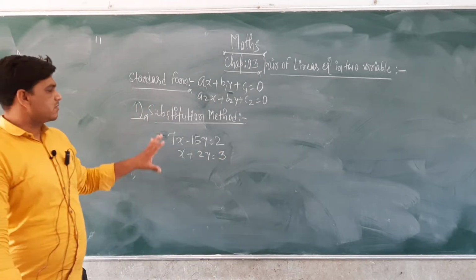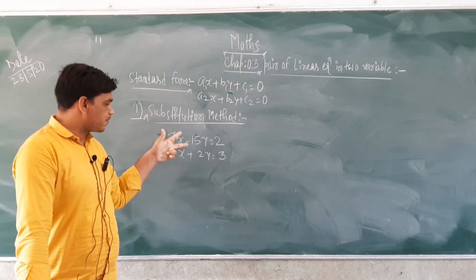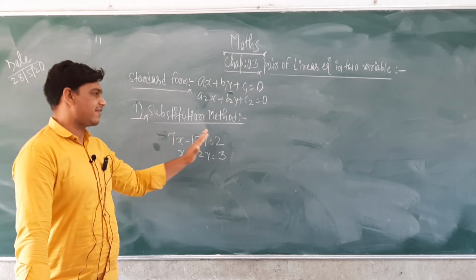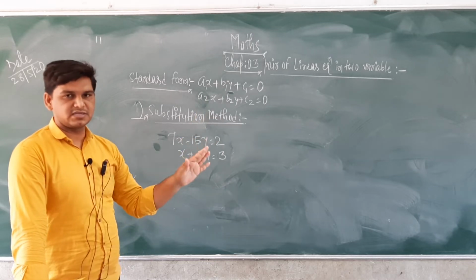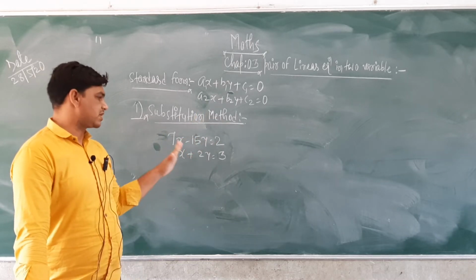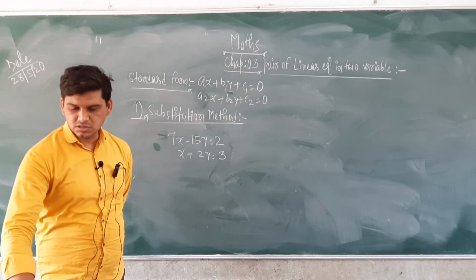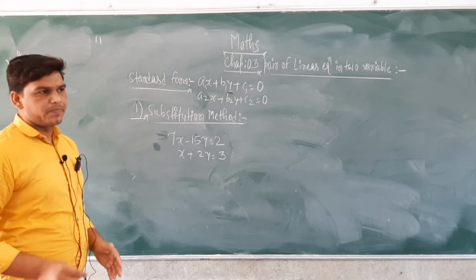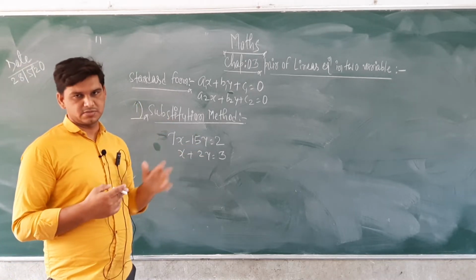But before solving these questions, we have to check that the pair of linear equations in two variables is in a standard form like this. The constant should always be on the right-hand side after the equal sign. So it should be in a standard form. Now how can we solve this type of question by the substitution method? Here two equations are given, equation number 1 and equation number 2.